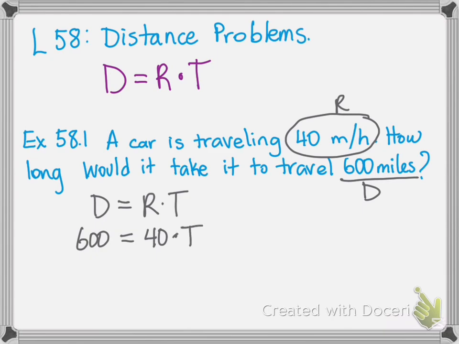Now we know that the 40 is multiplying, so it has to go to the other side to divide. So we're going to divide 600 divided by 40, which is 15. So 15 hours would be the time. That's it. That's simple, okay? We identify what is given, then we put it in the formula and solve for the letter that is missing.